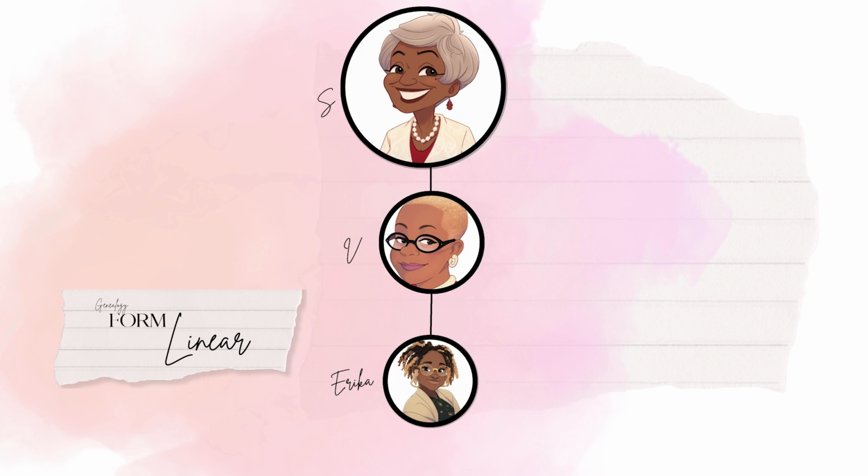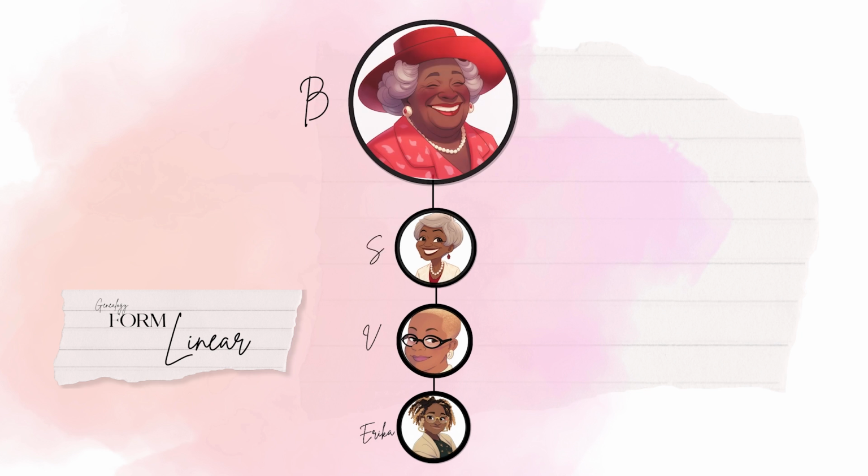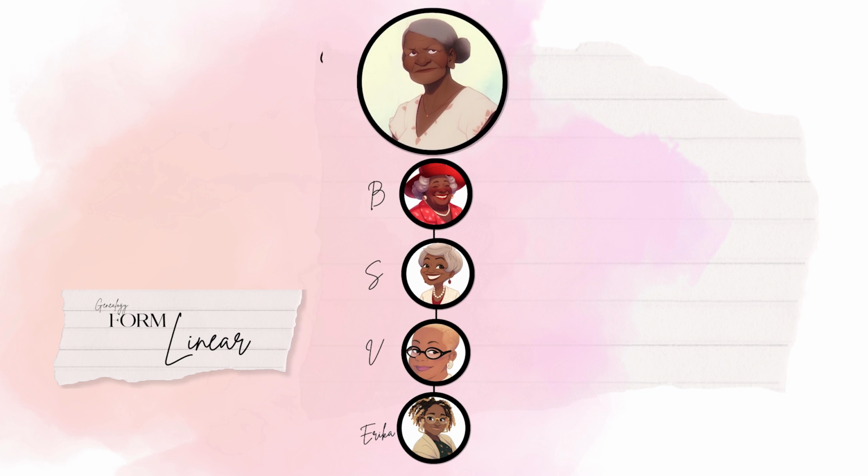She is the daughter of S. And she is the daughter of B. And she is the daughter of V. And so on and so on. Now, the linear form is done to highlight or emphasize a particular person, and it could be the person at the beginning of the genealogy, or the person at the end, or both, or sometimes people in between. Really, the person or persons being emphasized could just vary.